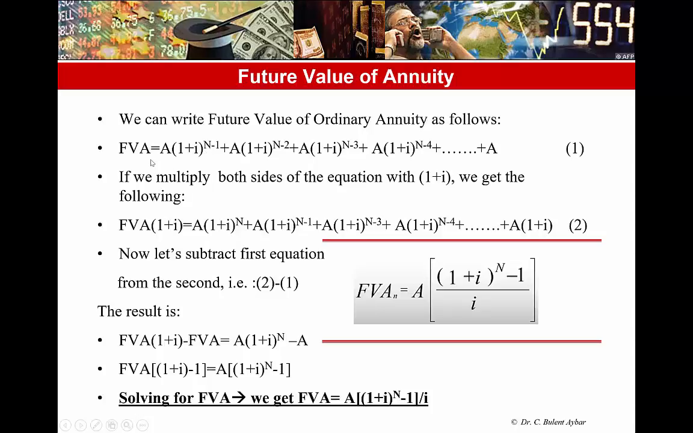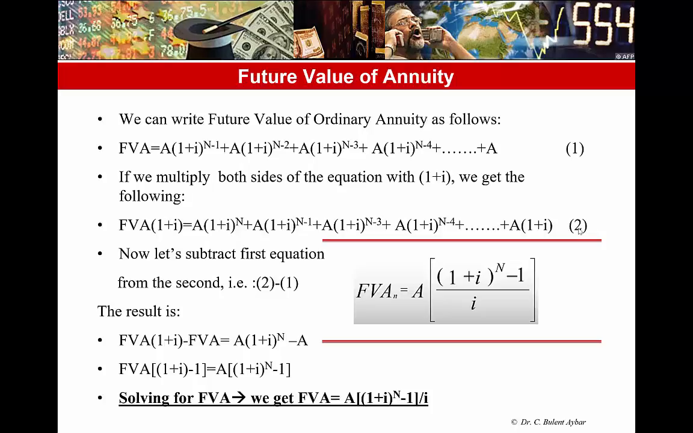Now, if we do a simple manipulation in here, multiply both sides of this equation by 1 plus I, we get this equation where the left-hand side turns out to be the future value of annuity times 1 plus I. On the right-hand side, since we are multiplying this by 1 plus I, the power increases by 1. So this term becomes A times 1 plus I to the power n. The second term becomes A times 1 plus I to the n minus 1, and so on. And the last term in here is multiplied by 1 plus I again. So let's call this equation 2.